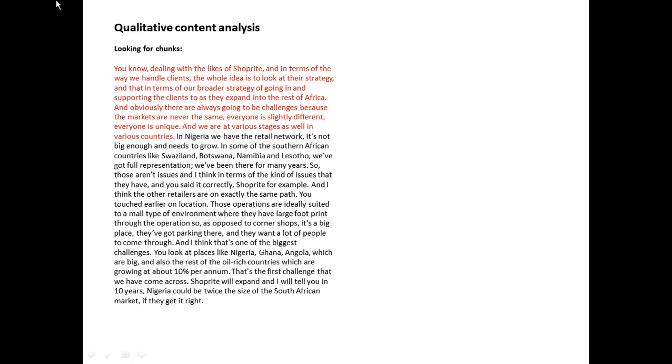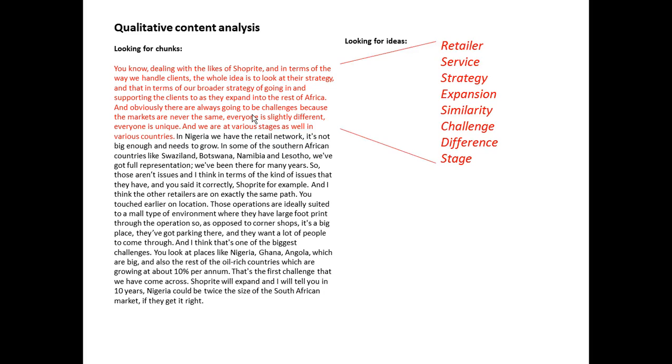Do you see a reference to a well-known shopping chain? Some activities here, strategy twice, expansion. We need some categories to work with. We're looking for ideas, and let's suppose that before we started our research, from our reading of the literature, we decided that we're going to look for retailers, we're going to look for evidence of service operations, and strategy and strategic thinking, expansion, similarities and differences, because that's what strategy is all about.